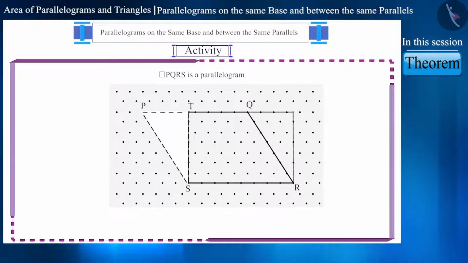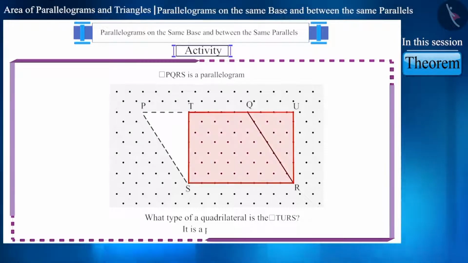Let's assume the name of the quadrilateral thus formed is TURS. Can you tell what type of a quadrilateral is the quadrilateral TURS? We can see that its sides are equal and parallel. This is also a parallelogram.